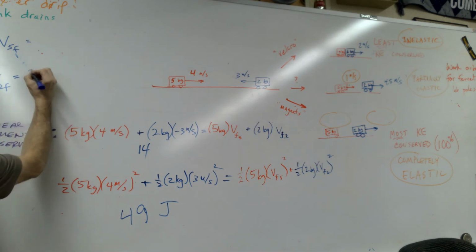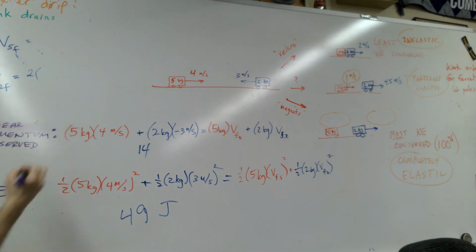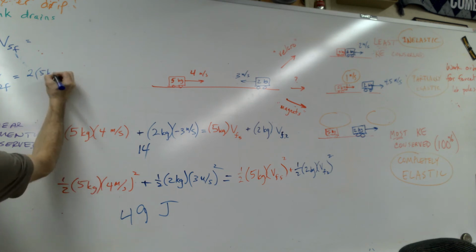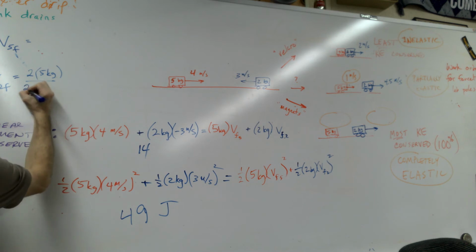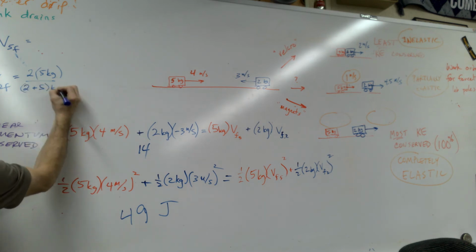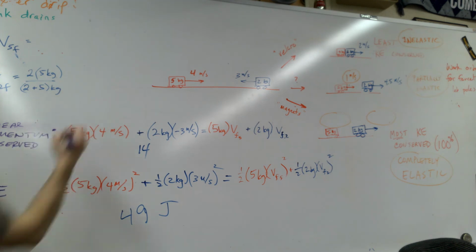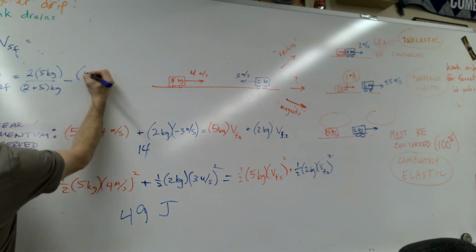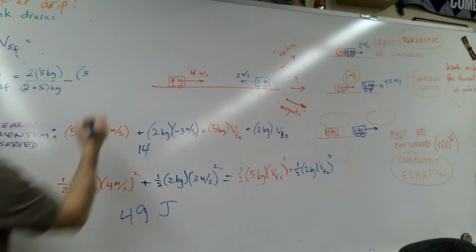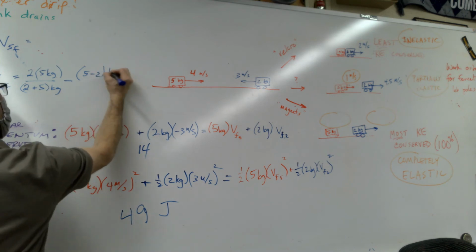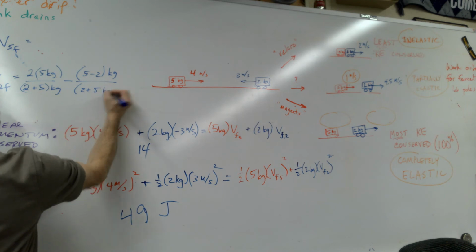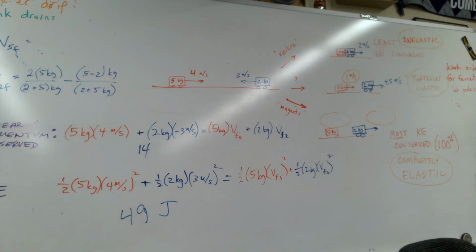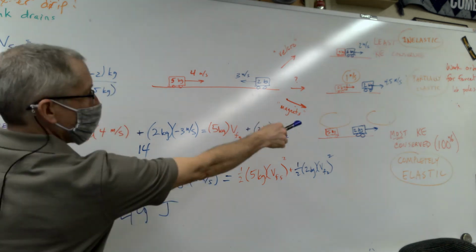is 2 times 5 kilograms over 2 plus 5 kilograms, minus 5 minus 2 kilograms over 2 plus 5 kilograms. So there's the final velocity for the little guy.